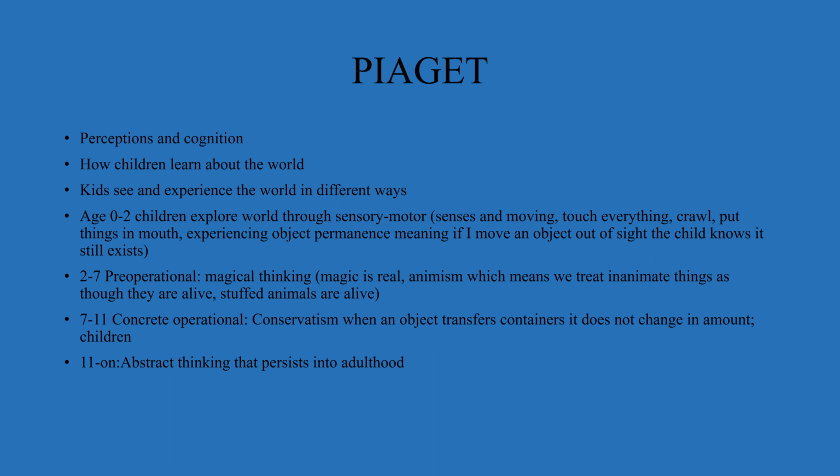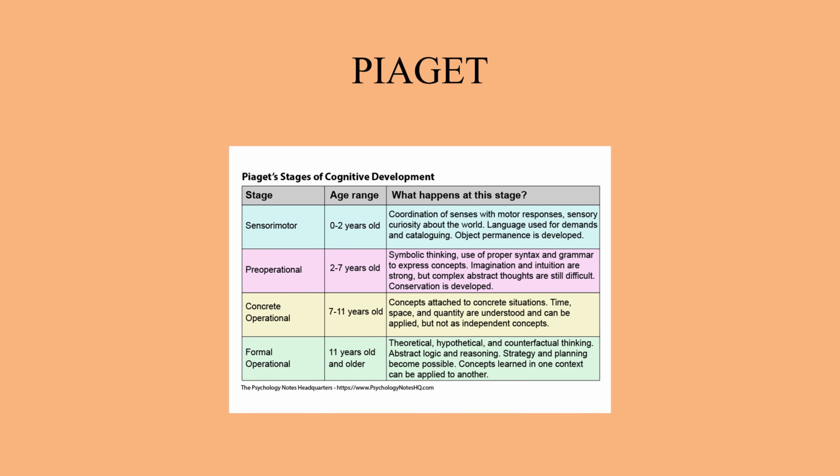And then from 11 on, we start developing our abstract thinking that persists into adulthood. So we can read between the lines, pick up on social cues, know what it means to have socially appropriate behavior in social settings. So here, again, I just gave you a little table so you can review.